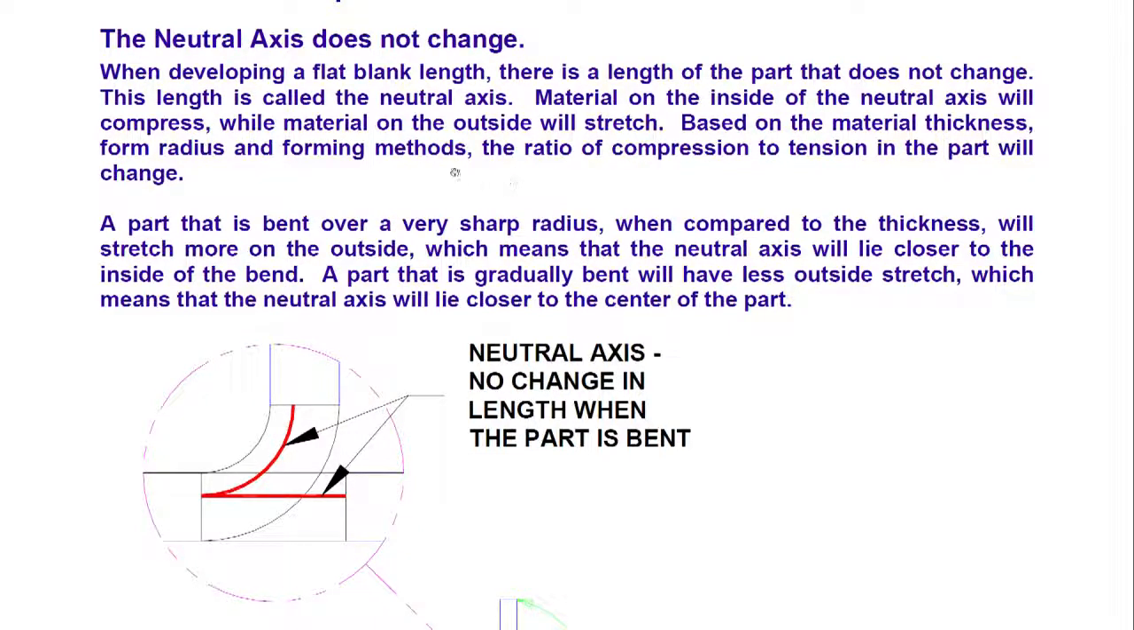Based on the material thickness, bend radius, form radius and method, the ratio of compression to tension in the part will change. So, it is not simple, and it is also a rate phenomenon. If it is done gradually, as in a hydraulic bending machine, and time is given for the material to accommodate, the bend will have less outside stretch, and the neutral axis will be closer to the center of the part, that is, nearer the geometrical center.